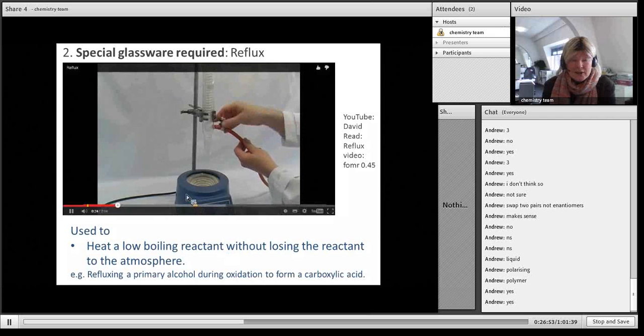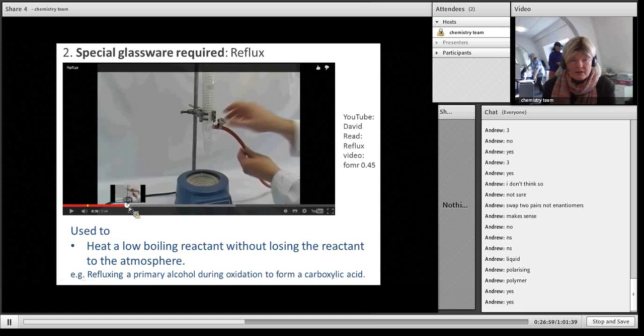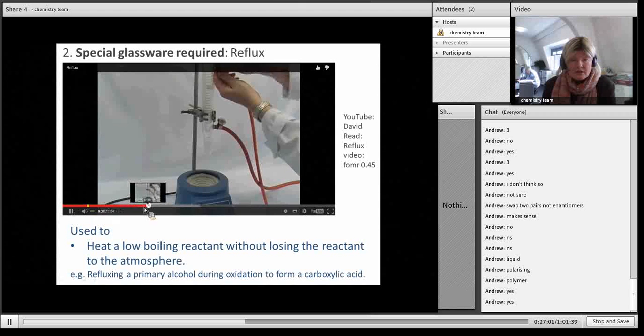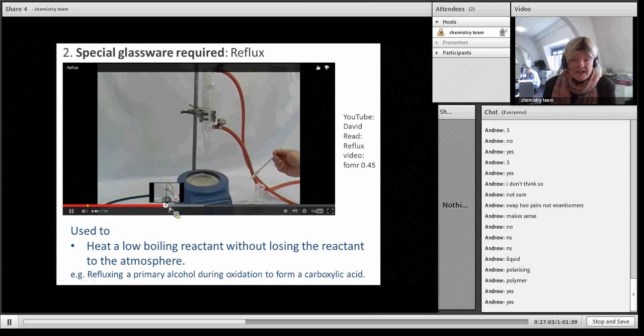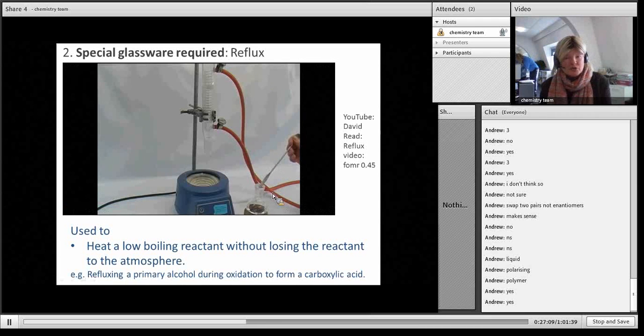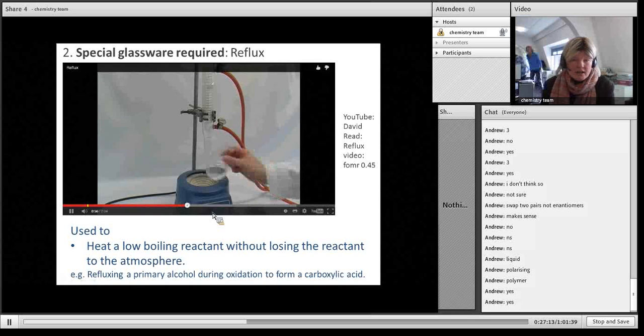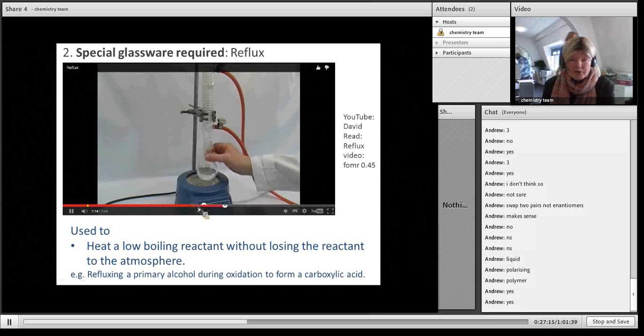I'll just move this on a bit more quickly. Sorry. So there they're adding the anti-bumping granules. So something's always added, either magnetic stirrer or anti-bumping granules. And here they're connecting it up. I'm going to move it a bit further.